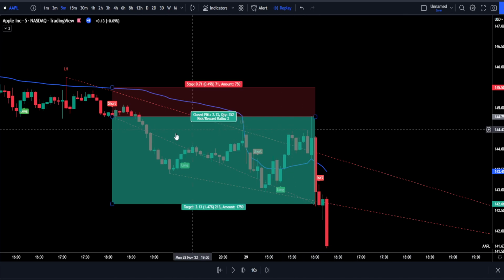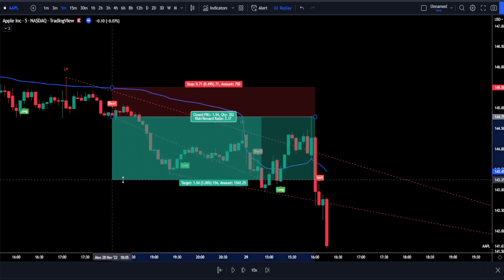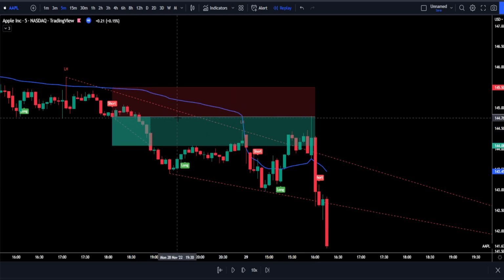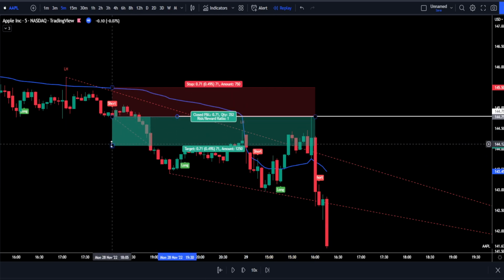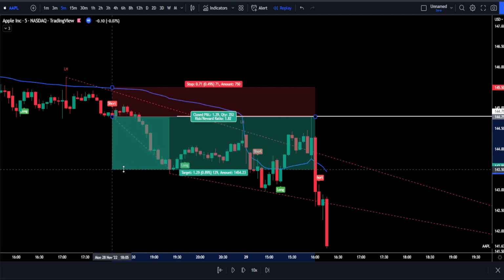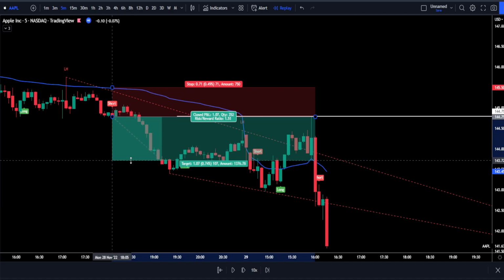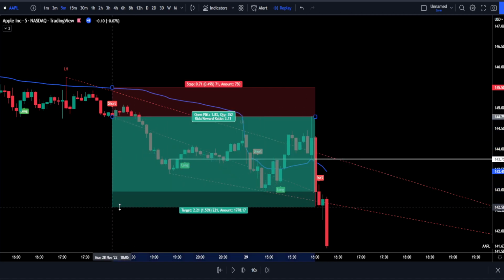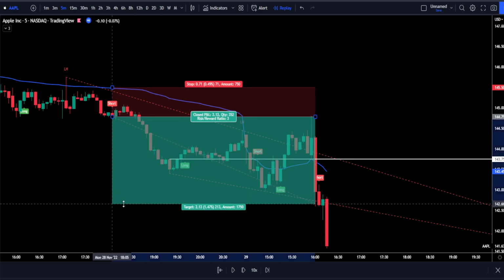But remember, as soon as the price action reaches a risk to reward ratio of 1:1, you're going to be moving your stop loss to break even. Once the price action reaches a 1:2 risk to reward, the stop loss is going to be moved to 1.5 risk to reward. And when the market reaches your risk to reward ratio of 1:3, your trade is automatically closed.